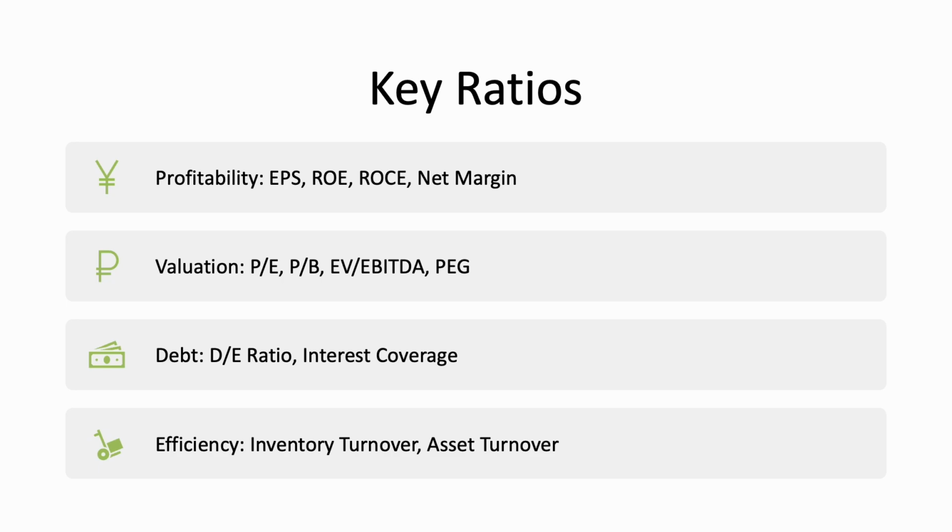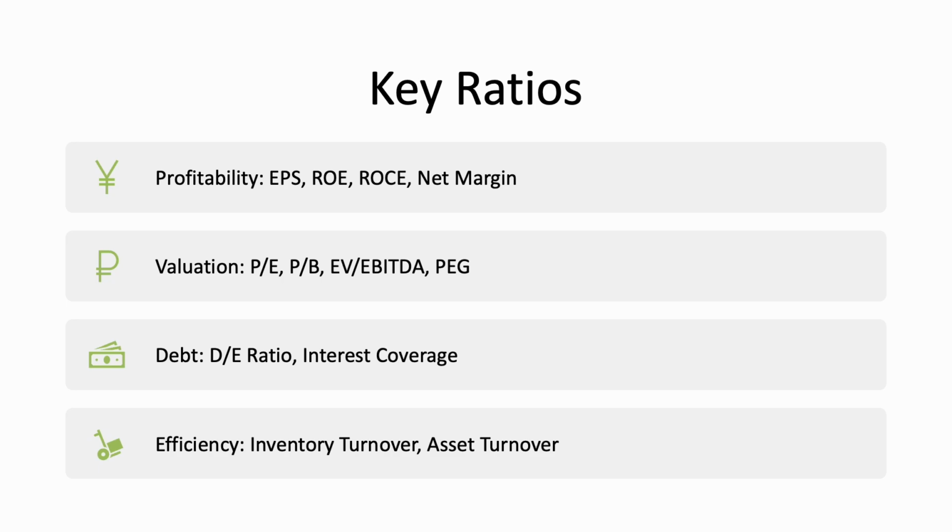EV to EBITDA, enterprise value divided by earnings before interest, tax, depreciation and amortization. This is very useful for capital intensive sectors like telecom, power or steel, where PE alone is misleading. PEG ratio, price to earnings divided by earnings growth rate. It adjusts the PE for growth. A PEG of 1 is considered fair, less than 1 means undervalued relative to growth. So valuation ratios answer: am I paying too much for this stock or is it fairly priced?